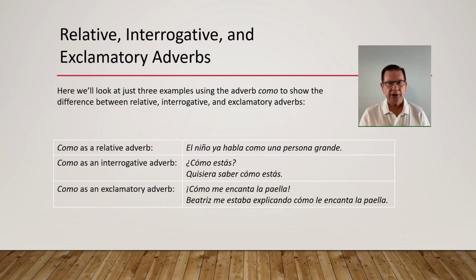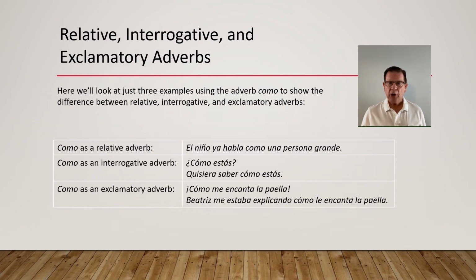Relative, interrogative, and exclamatory adverbs. Here, we'll just look at 3 examples using the adverb como to show the difference between relative, interrogative, and exclamatory adverbs. Como is a relative adverb. El niño ya habla como una persona grande. Here, como is an adverb that relates back to the verb habla. It describes how the child speaks.